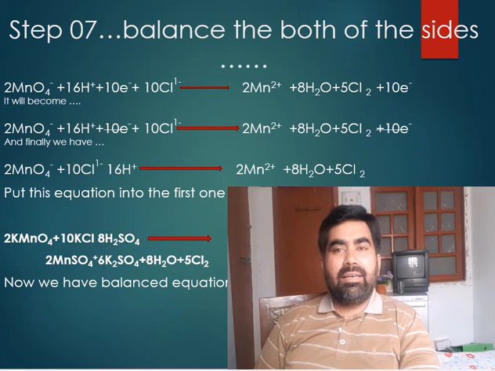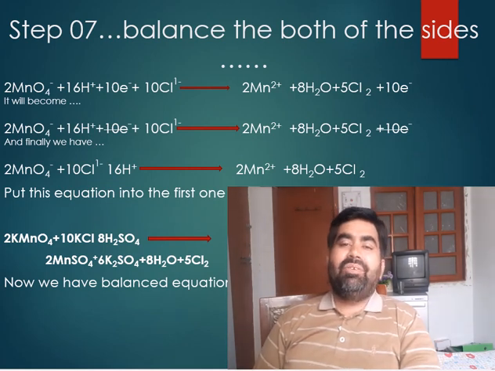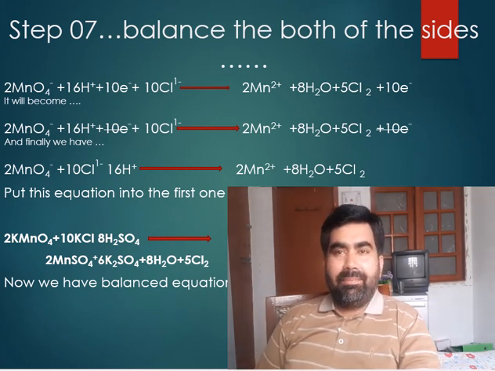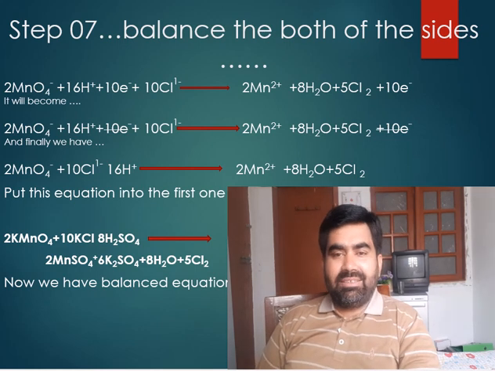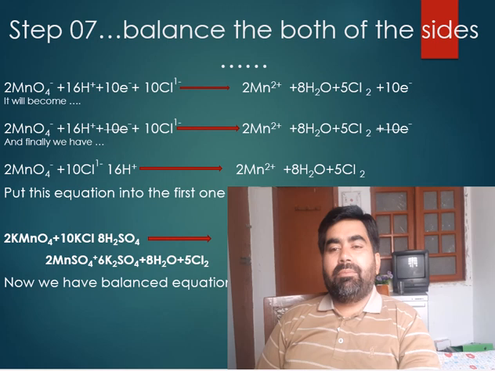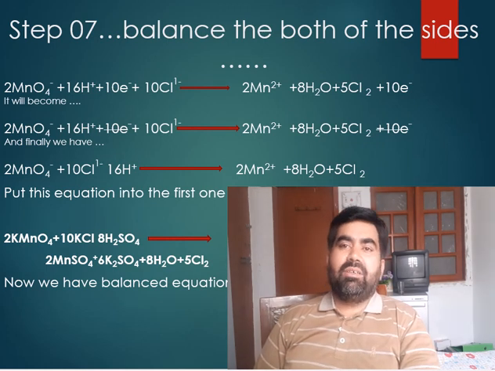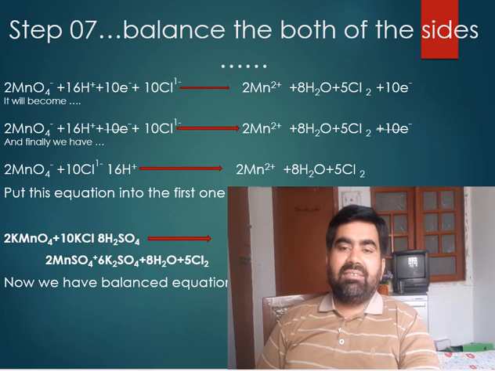Now, finally, we will put this equation into the first one. Then we will have 2 potassium permanganates, 10 potassium chloride and 8 sulfuric acid molecules. These compounds will produce 2 manganese sulfate, 6 potassium sulfate, 8 water molecules and 5 chlorine molecules, chlorine gas. Now we have a balanced equation.